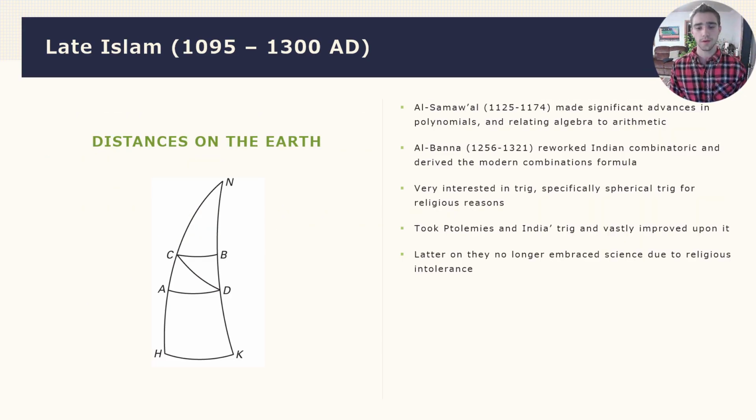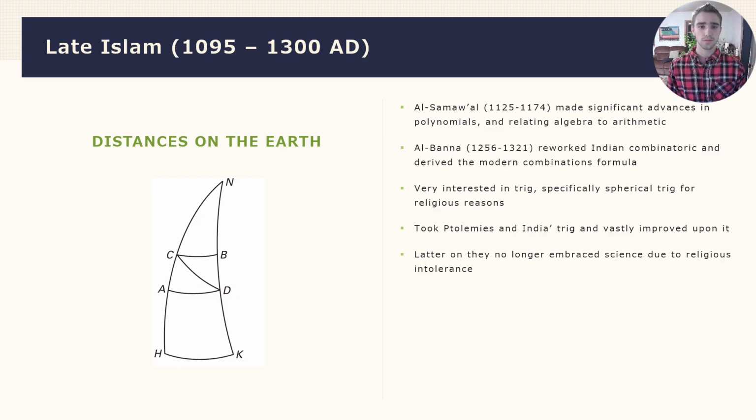In the late Islamic period, Al-Samawal made significant advances in polynomials, such as coming up with negative coefficients and exponents and finding out how to multiply, divide, add, and subtract them. In addition, he related algebra to arithmetic and showed the Arabs move away from the Greeks' approach of using geometry for algebra. Al-Banna reworked the Indian combinatoric system into an abstract version and derived the modern combinations formula.